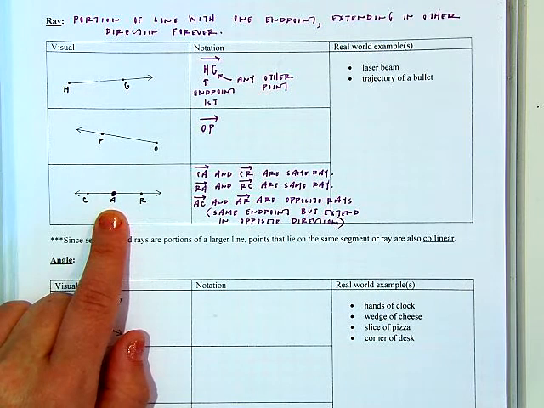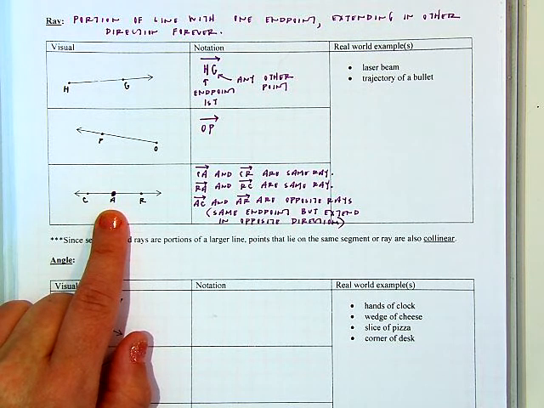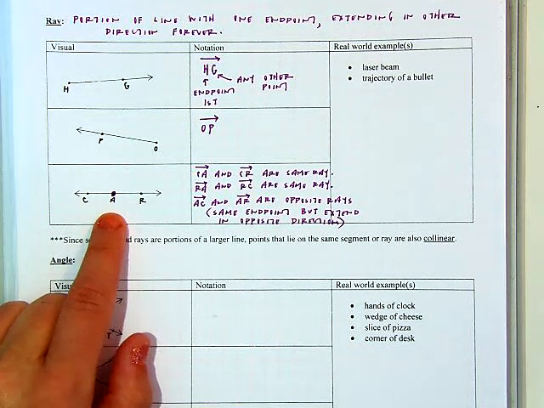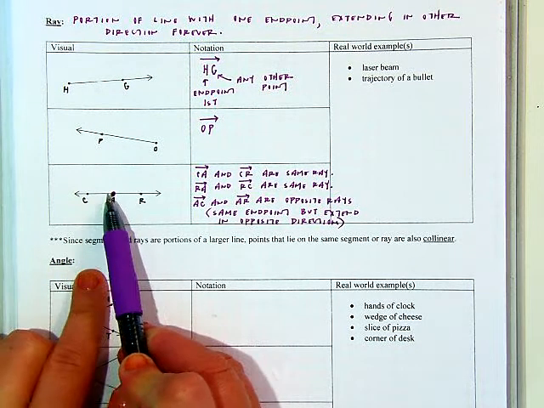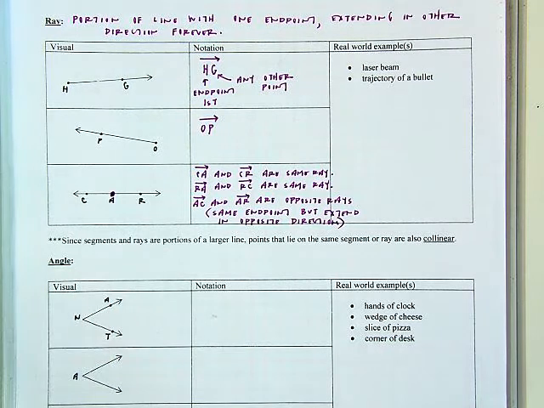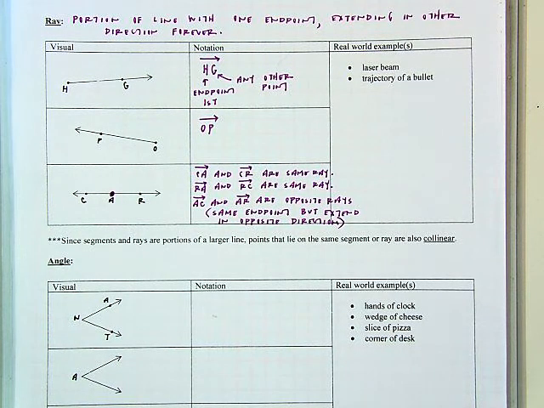Okay, so again, when we are naming rays, we name the endpoint first, and then any other point that it passes through as it goes in that direction forever. We also know here in this last visual that if A is the endpoint, we have a ray that's shooting to the left and to the right. They are opposite rays. They share the same endpoint, but they extend in opposite directions forever.